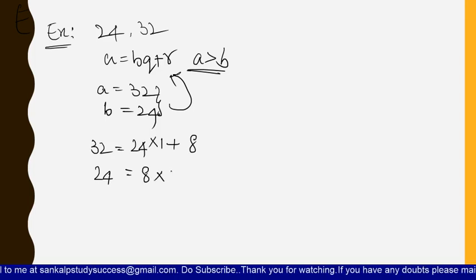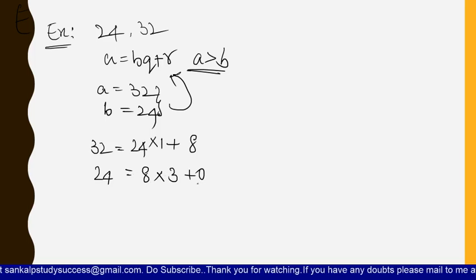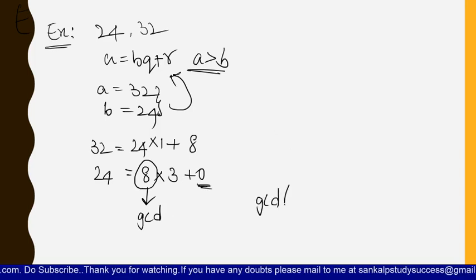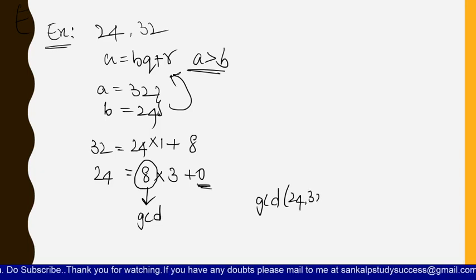24 is equal to 8 into 3 plus 0. 3 8s are 24, so we get the remainder as 0. Now we got the remainder as 0, so we can say that this is the GCD of 24 comma 32. So GCD of 24 comma 32 will become 8.